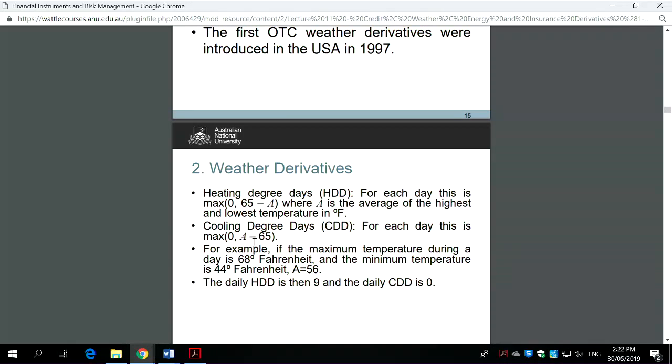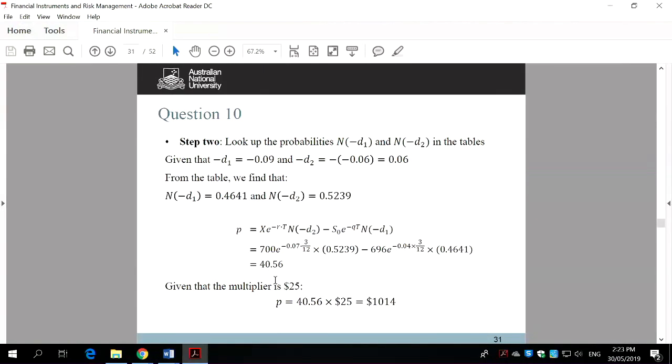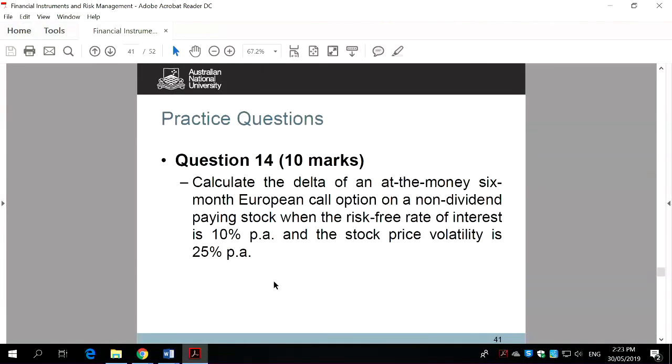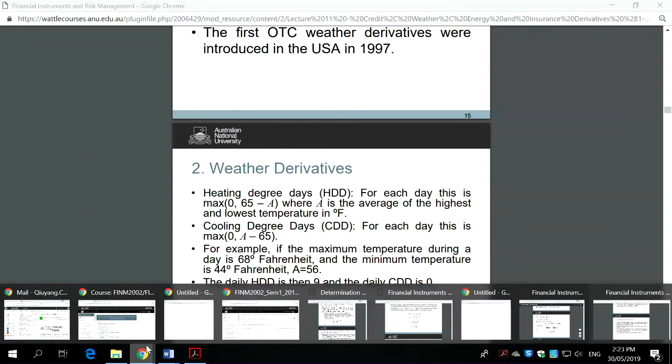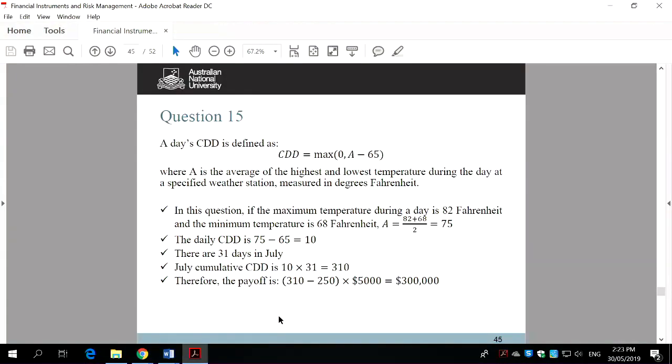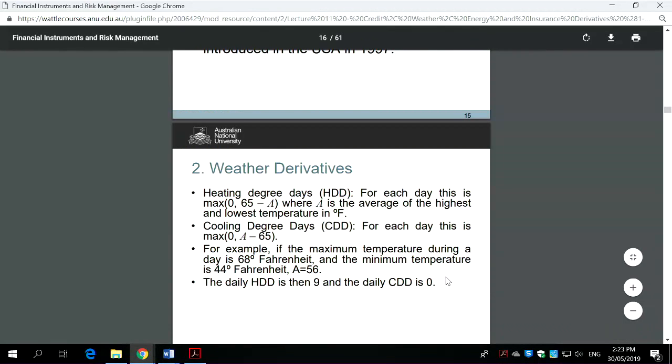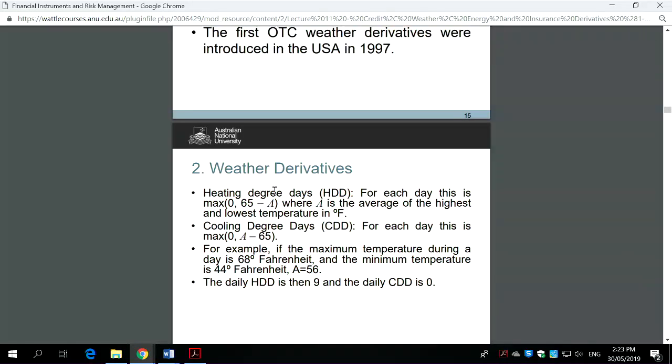So the way the HDD work, I think it's a good chance for me to go back to the practice question because I do have one that's written here. Sorry, let me talk about HDD first. Okay, so the payoff of HDD is expressed by this equation here. So first of all, we have an initial temperature, which is 65 Fahrenheit. So this option is traded in the United States, so everything is in Fahrenheit. 65 Fahrenheit is equivalent of 18 degrees Celsius.